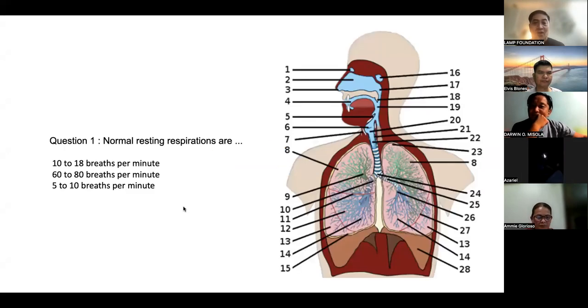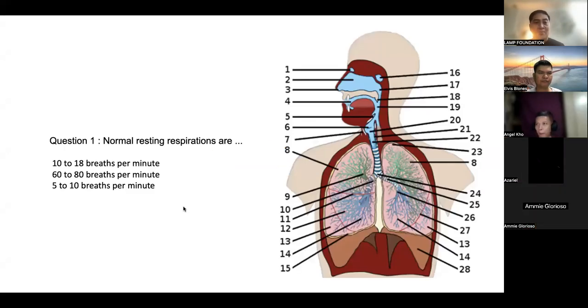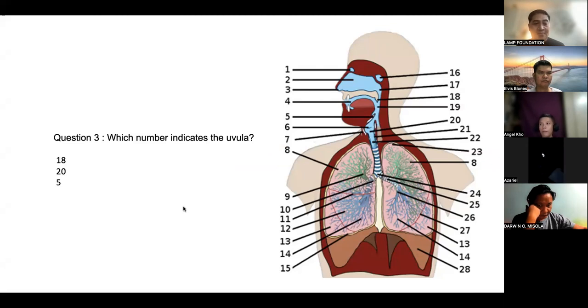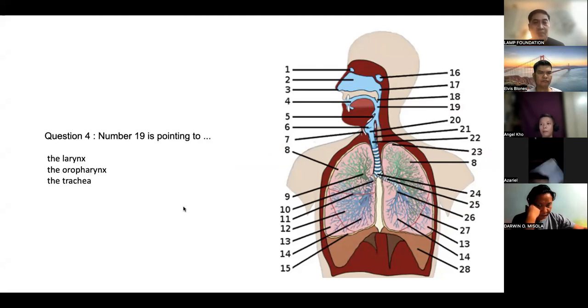Good evening, Doc. Good evening, Pastor. Normal resting respiration is 10 to 18 breaths per minute. Gas exchange in the lungs takes place in the alveoli. Which number indicates the uvula? Number 18. Number 19 is pointing to the oropharynx.